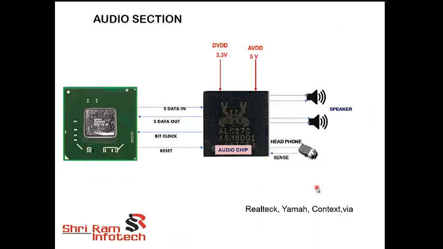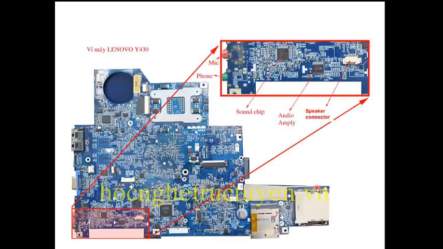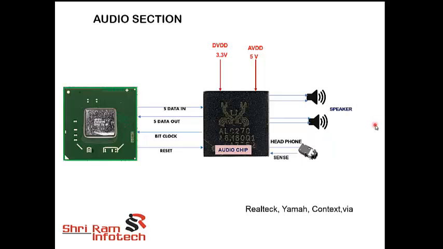So the next peripheral we are going to check is the audio section. When you have a laptop and it's not giving audio, what you have to do is first check the drivers. First the drivers should be perfect. If your drivers are perfect, then next you have to check with a headphone. You have to connect a headphone at this jack and check whether audio is coming out or not. If the audio is coming from this jack but not from the speaker, then you have to open the laptop. First you have to check this jack.